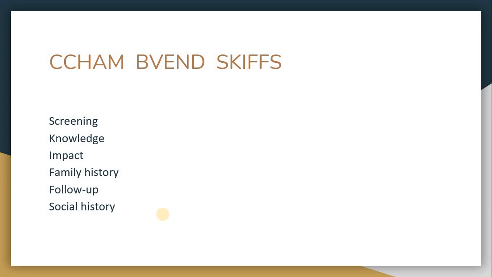We are moving further to SCIFs: screening, knowledge, impact, family history, follow-up, and the social history. Well, screening. Do we need to screen the other family members or the siblings? Let's say a case of tuberculosis has been diagnosed. Let's say it's a diagnosed case of Wilson disease now. Was screening offered to the siblings? Do the siblings require screening? This heading, if you have written it in your notes, I hope you will not miss it.